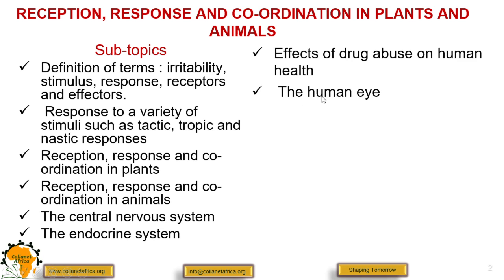We shall discuss the human eye, that is, the functions of various parts of the human eye, the defects of the human eye, and how to correct them. We shall also discuss the human ear, functions of different parts of the human ear, the defects, as well as how to correct those defects that affect the human ear.